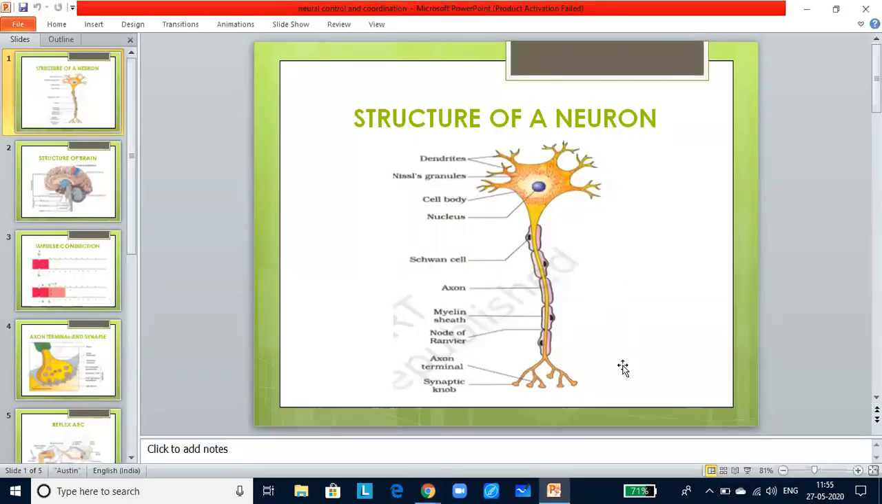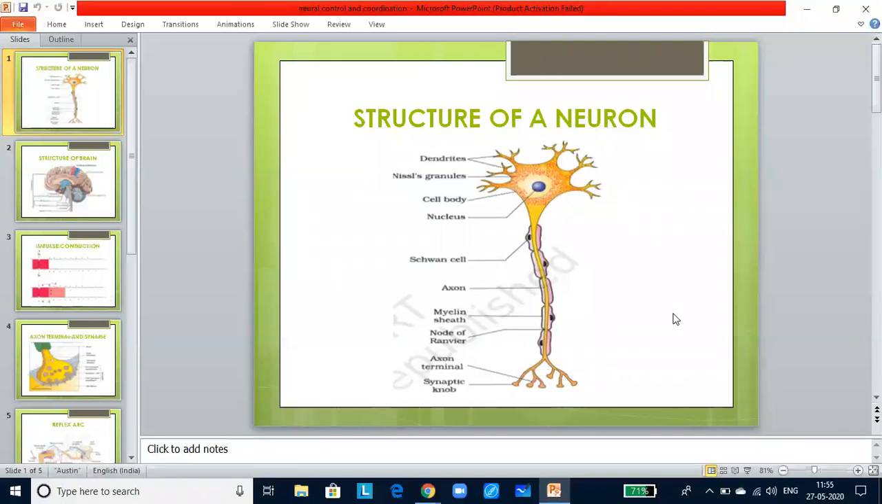So this is the structure of the neuron. Please identify all the parts and learn all the parts. They might ask you to identify the parts and their functions. Now a neuron is a microscopic structure composed of three parts: this is the cell body, this is the dendrites, and this is the axon.